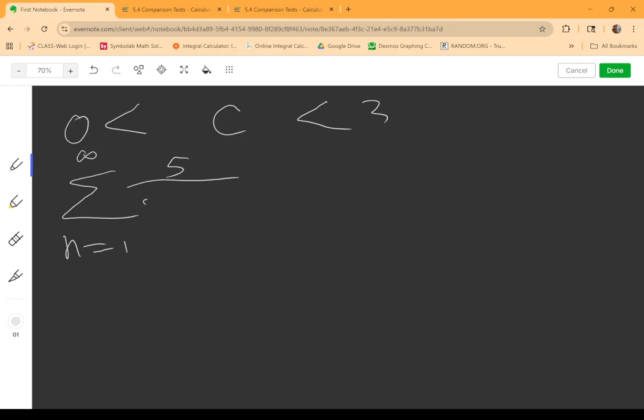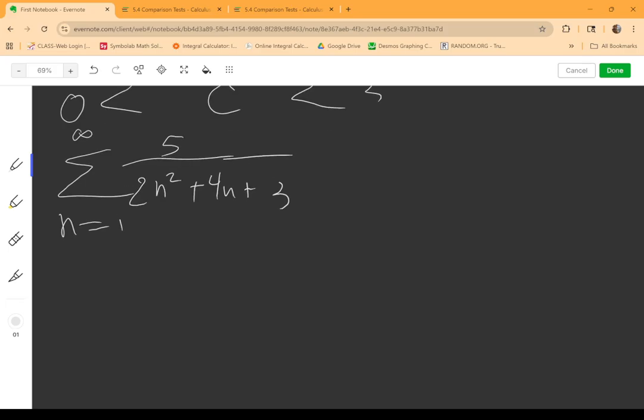5 over 2n squared plus 4n plus 3. I want to determine whether this is convergent or divergent. Looking at this, what always sticks out is the leading term in the denominator, which is an n squared. Again, I don't really care about the 4n, or the 3, not even really the 5 over 2, but I will account for those in my comparison here.